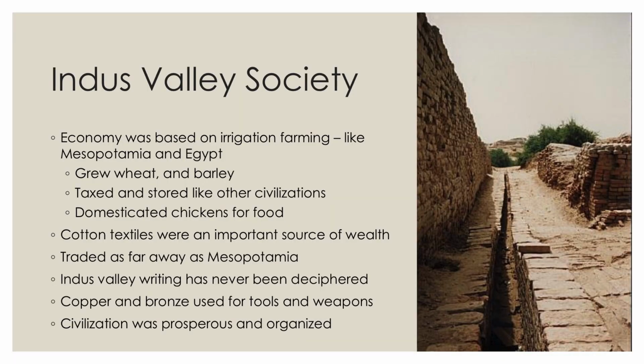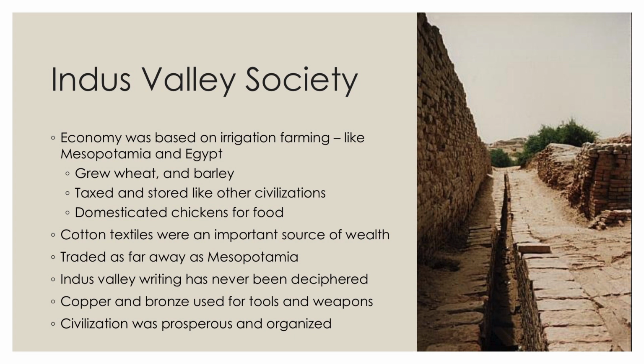Like other early civilizations, the Indus Valley civilization had an economy that was based on farming. This is very similar to Mesopotamia and Egypt. In the Indus Valley, they grew wheat and barley, and then they taxed those crops and stored them, just like we saw in Mesopotamia and in Egypt. They're also known for having domesticated chickens to use as a food source.